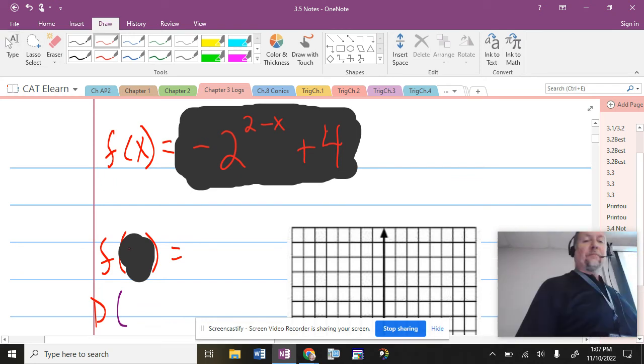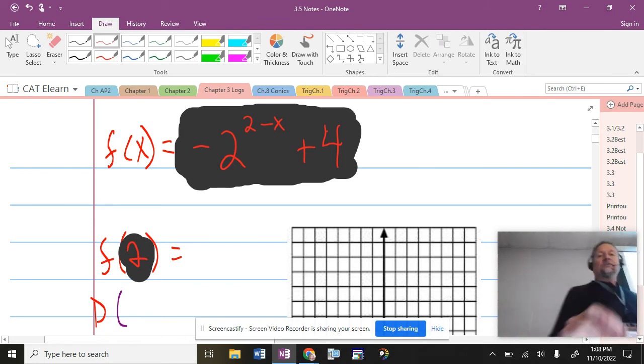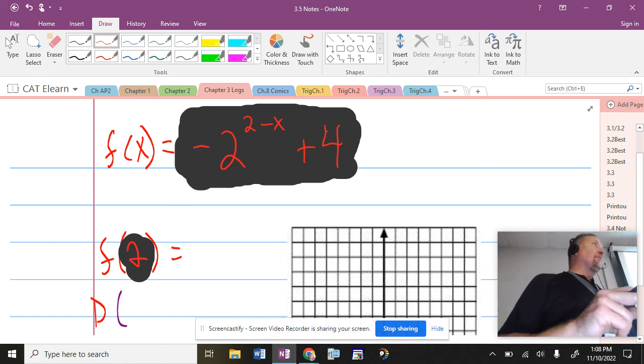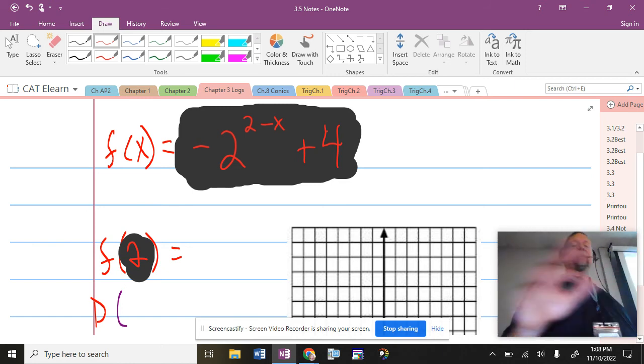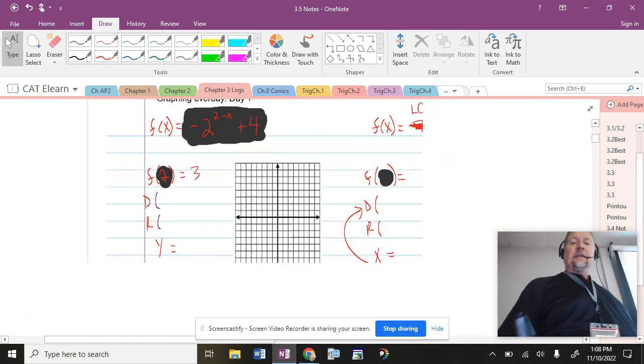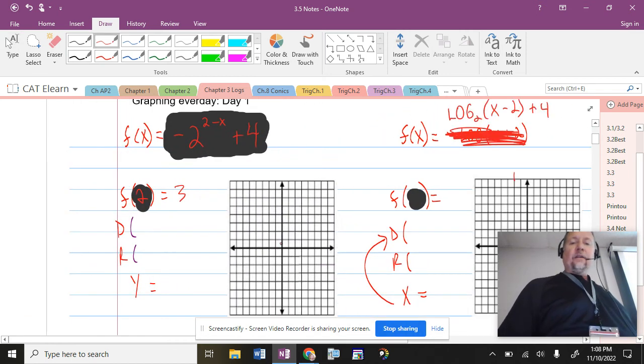Now, this is probably going to disappear again because we just went through a thing here with this. So f of 2. Well, you plug it in. What's 2 minus 2? 0. What's 2 to the 0? 1. Negative. Negative 1, because the negative's on the outside. Negative 1 plus 4. 3. But what I'm saying is that's the most important point.